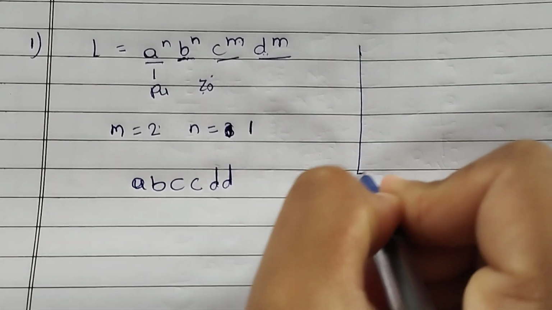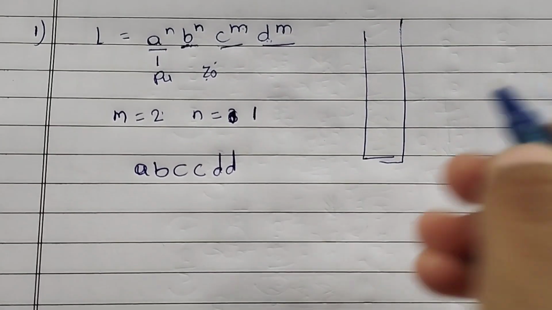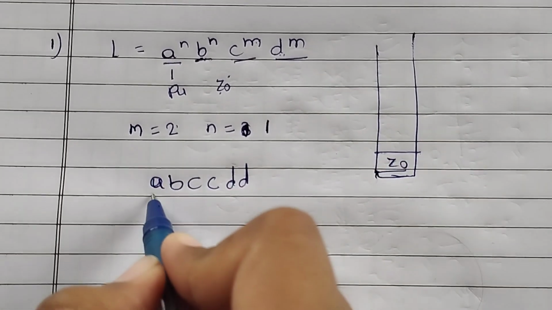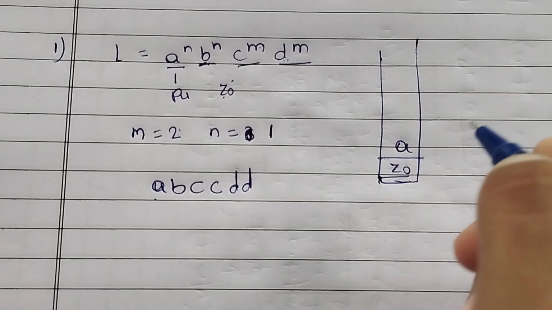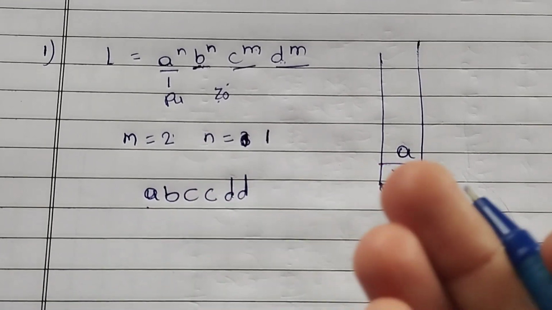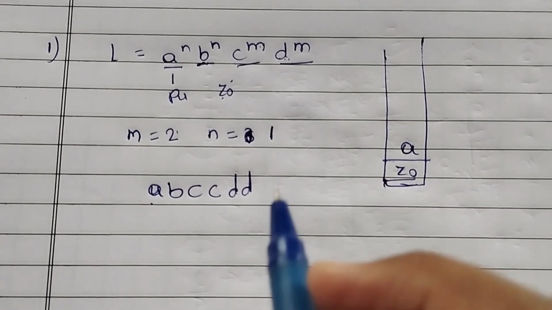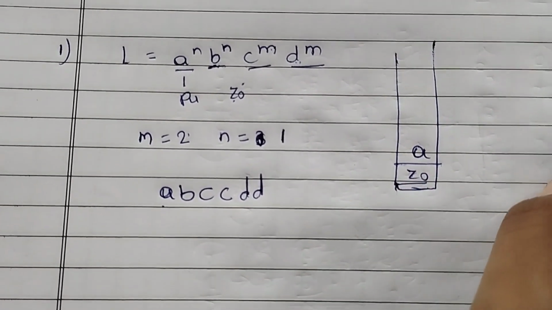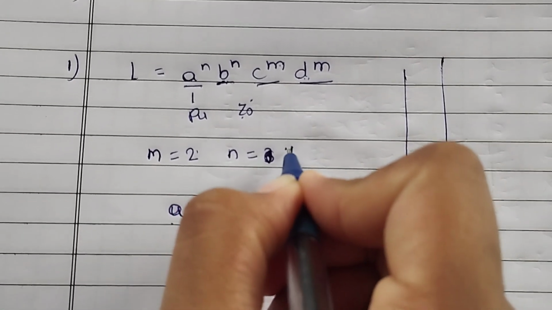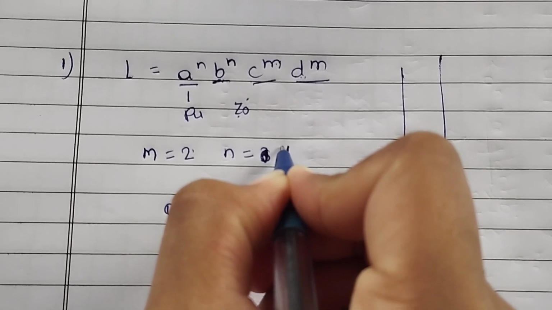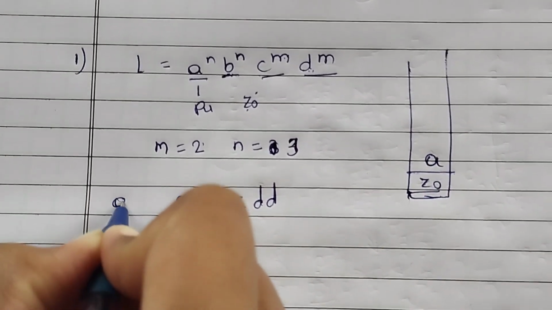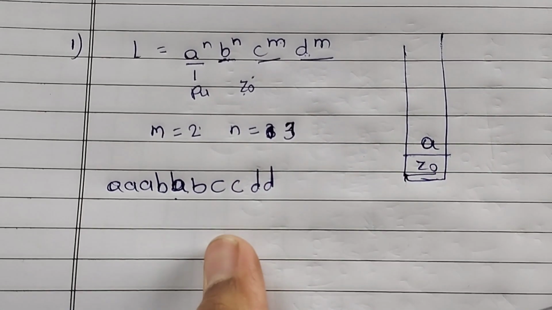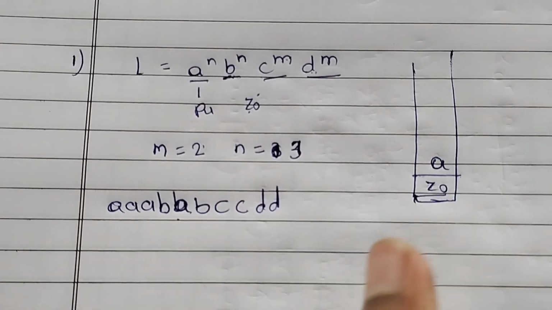So here we consider the stack. This is the stack. Initially Z naught is present, then we read A, then push the A. If n number of A's are present, then you push n number of A's, and if only one A is present then also it's okay, but we take n number of A's and B's. So let's suppose 3: 1, 2, 3 A's and 1, 2, 3 B's. Now it is easier to understand.